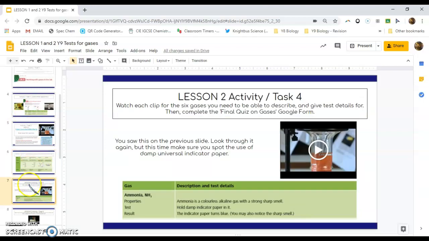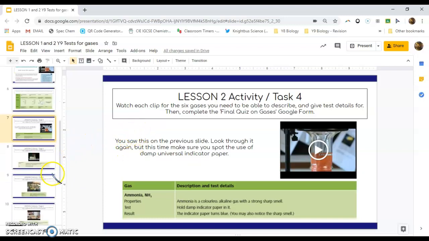Now, the second lesson begins in the second half hour, and you have 6 gases that you need to be able to describe and give tests for. So if you do this in two sessions, and you have a break in between, you may want to remind yourself of the ammonia fountain test. That gives you a description and test details.